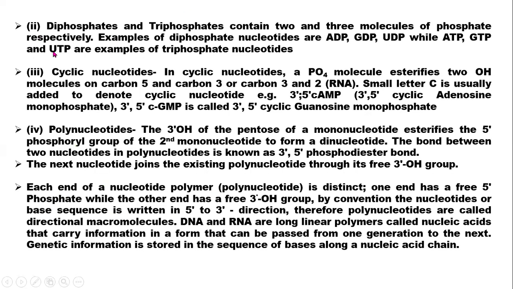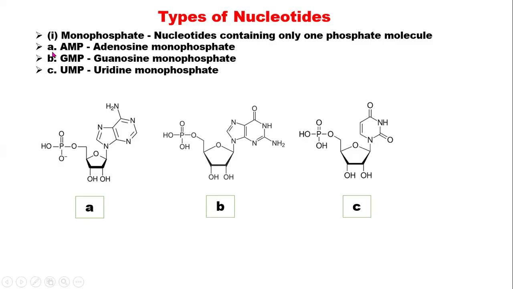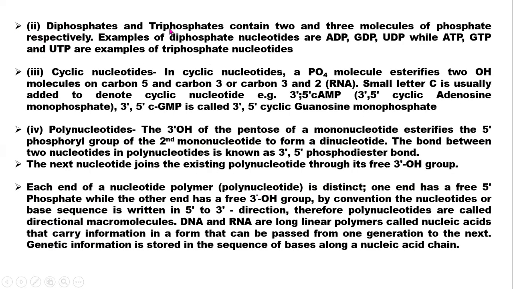Now, the second types of nucleotide, we have diphosphate and triphosphate nucleotides, which contain 2 and 3 molecules of phosphate respectively. Examples of diphosphate nucleotides include ADP, which is adenosine diphosphate, GDP, guanosine diphosphate, and UDP, uridine diphosphate, while ATP is adenosine triphosphate.